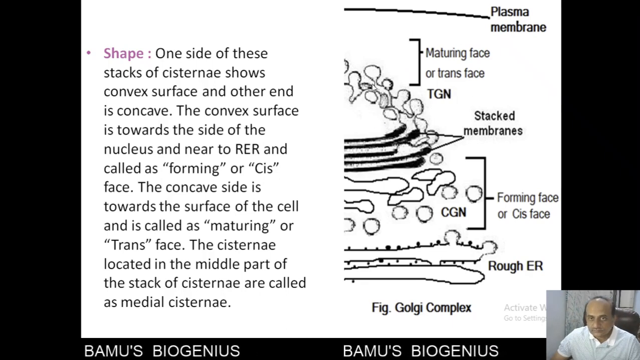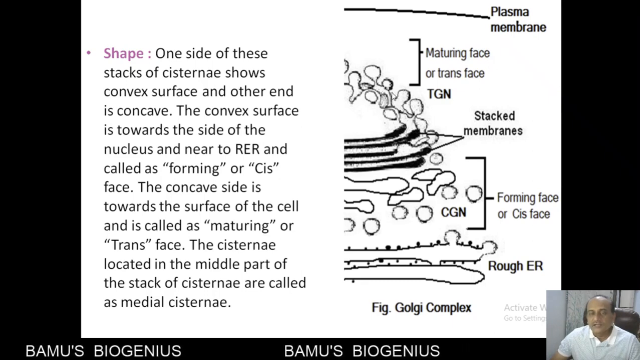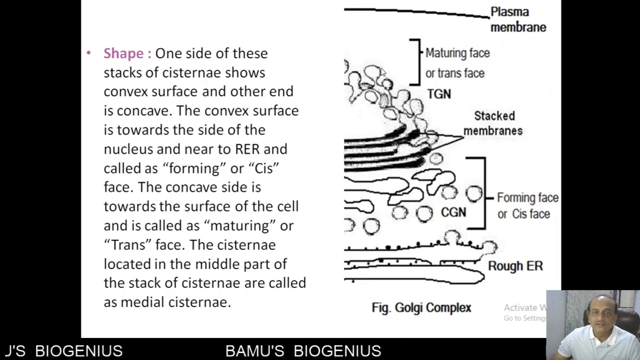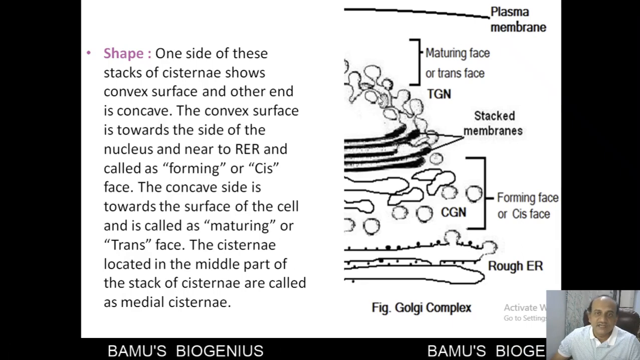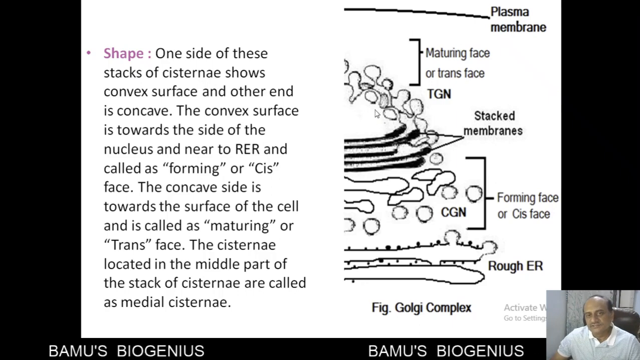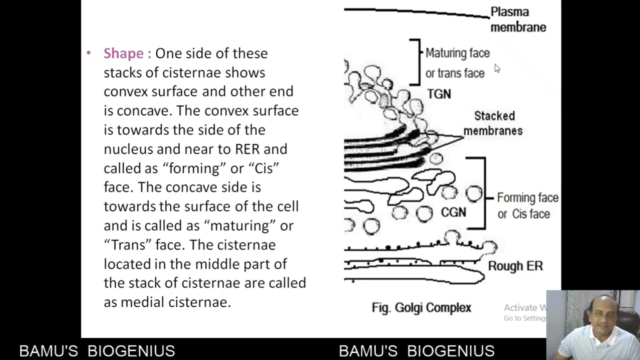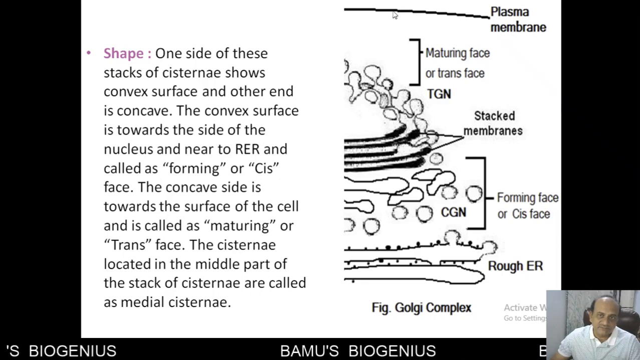Now, why is it called as a maturing phase? That is because these vesicles contain whatever kind of secretory material is present, and these vesicles come out of this particular cisterna. That's why it is called as a mature phase or a trans phase. Now these vesicles fuse with the plasma membrane, and they pour their content outside.